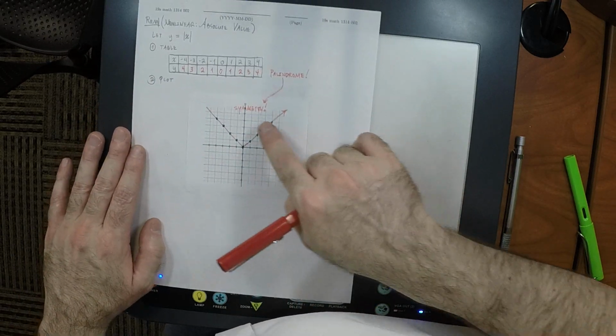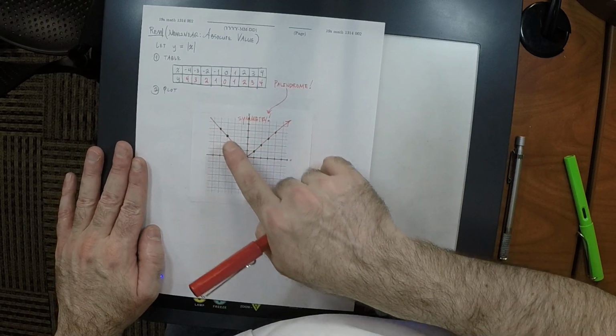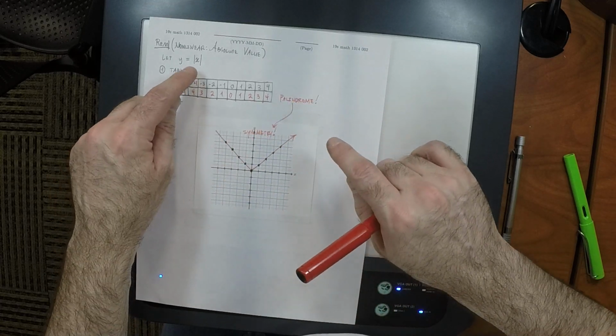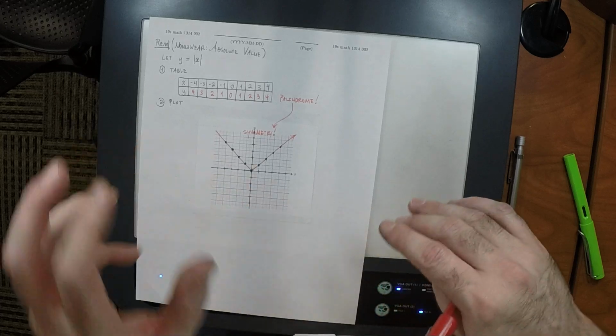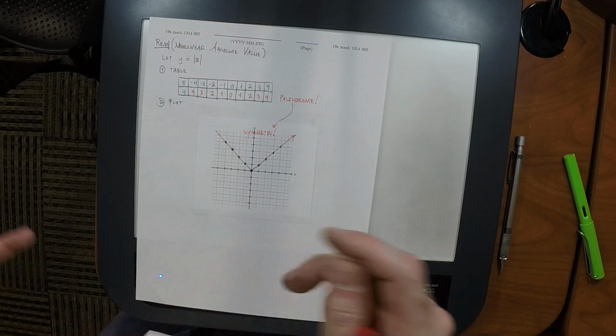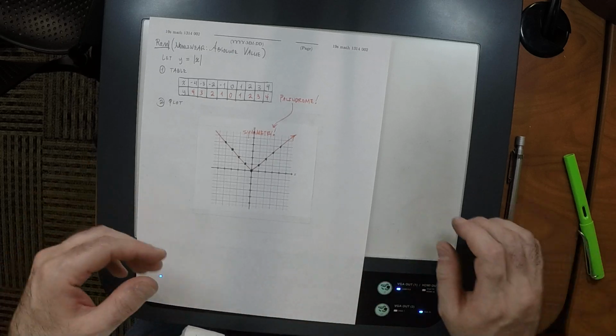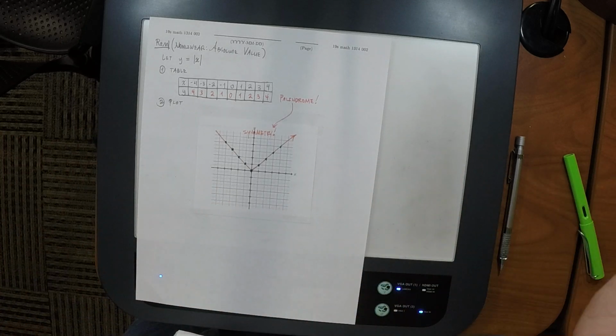Okay, so the notable thing I want you to take away from this is that any time we're dealing with absolute value, if somehow you could bring a picture into the situation, you'd see a V. Somehow there'd be a V somewhere.